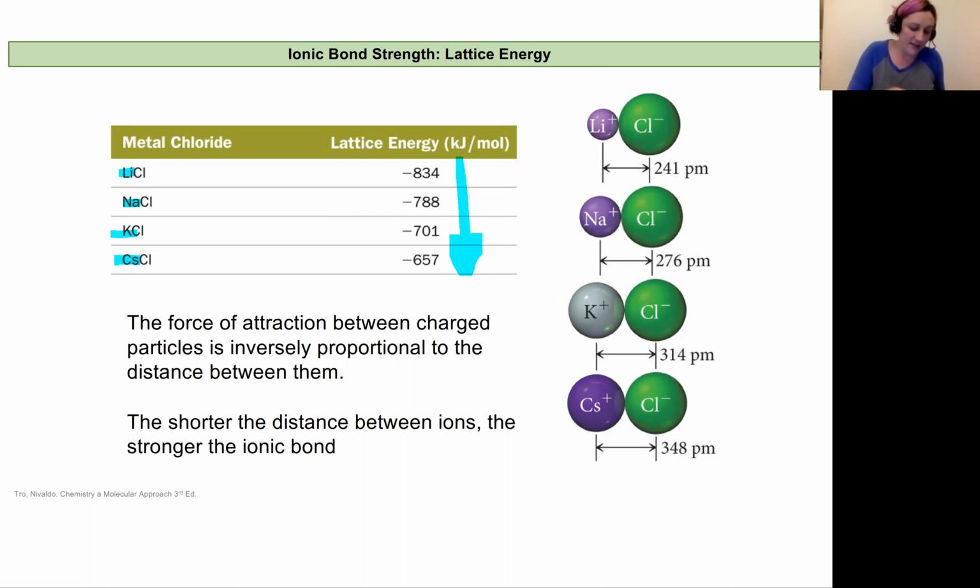And so we're seeing an increase in cation size correlate with a decrease in the amount of energy released as the lattice forms, which means that it is a weaker bond. And so the closer these get together, the stronger the ionic bond. That means that ion size is going to play a huge role in ionic bond strength.